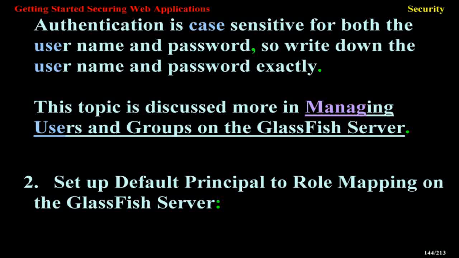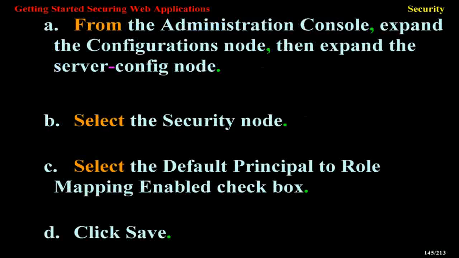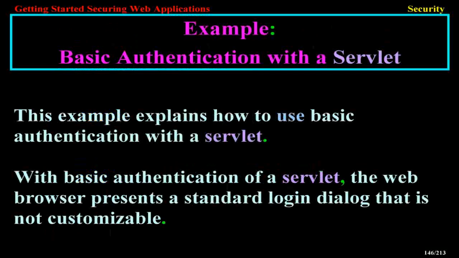Set up Default Principal to Role Mapping on the GlassFish Server. From the Administration Console, expand the Configurations node, then expand the server-config node. Select the Security node. Select the Default Principal To Role Mapping Enabled checkbox. Click Save. Example: Basic Authentication with a Servlet.